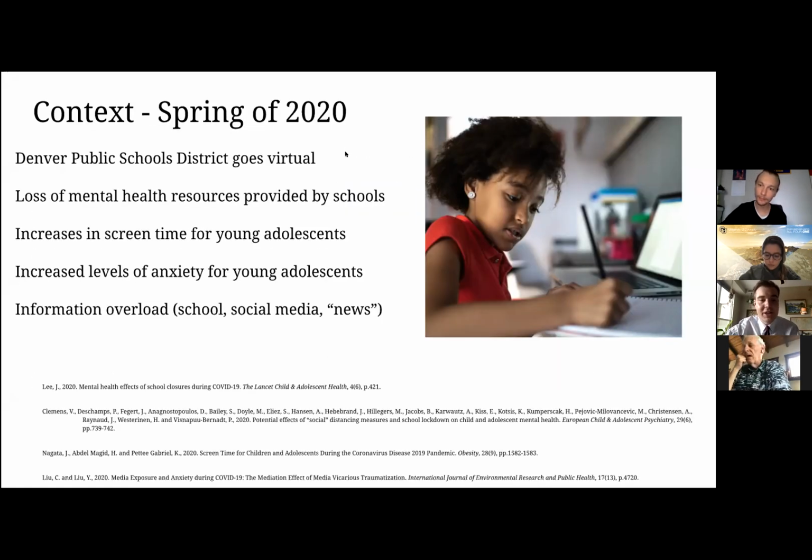So there was an issue with increasing screen time for adolescents, increasing levels of anxiety in young adolescents, and there was really information overload. I think that we can all appreciate that there's still information overload, but certainly last spring, even more so maybe. So they were receiving information about COVID from their school, from social media, from the news, each obviously with a different level of veracity. But the point remains that there was a real overload of information.